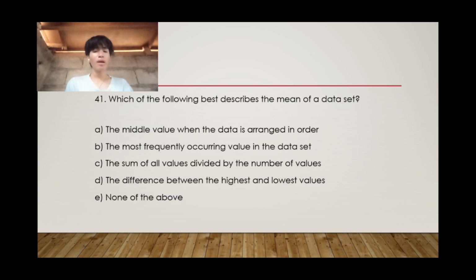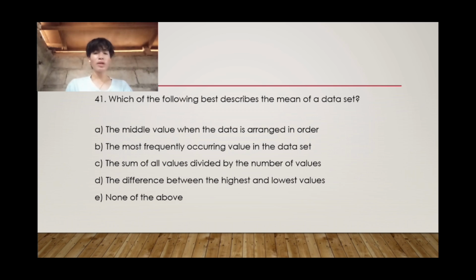Next number. Which of the following best describes the mean of a data set? A, the middle value when the data is arranged in order. B, the most frequently occurring value in the data set. C, the sum of all values divided by the number of values. D, the difference between the highest and the lowest values. Or letter E, none of the above. So our keyword here is mean of a data set. So our answer for this number is letter C, the sum of all the values divided by the number of values. So that relates to mean.